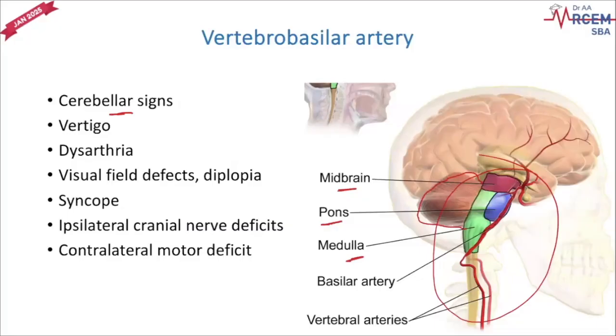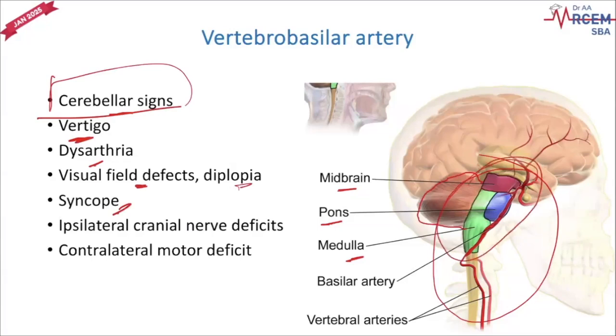Finger nose test you can do. Heel shin test you can do. These are the various cerebellar signs you can test. It is also required for balancing, so this patient might have vertigo. Some amount of slurring of speech, dysarthria might be present. Visual field defects like diplopia can be present. A syncope can be there.